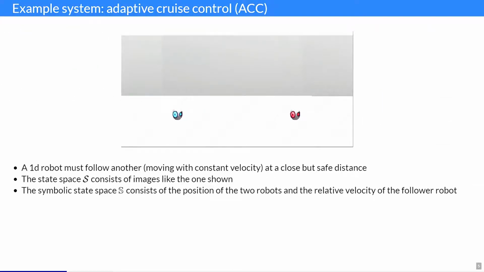As a running example, we'll use this simple adaptive cruise control environment. This is a one-dimensional environment where the follower robot in blue should maintain a safe but close distance behind the leader robot in red. The state space of the environment consists of images like the one shown here. However, the symbolic state space instead has the positions of the two robots and the relative velocity of the follower robot. In practice, we use a stack of images instead of just one image as the observation, as is usual in reinforcement learning, to allow estimation of things like velocity by the reinforcement learning agent.